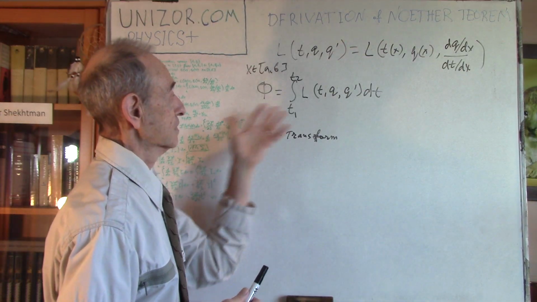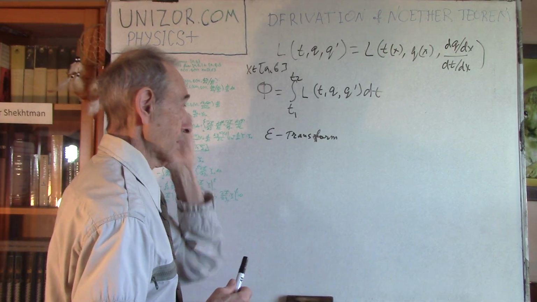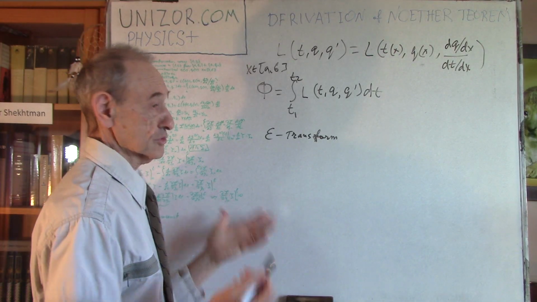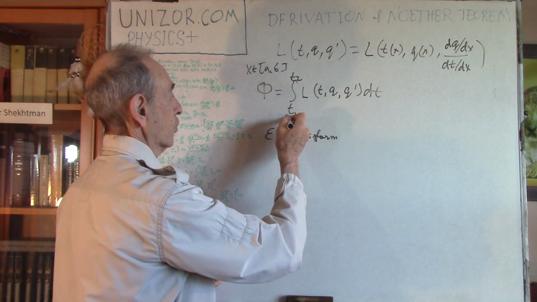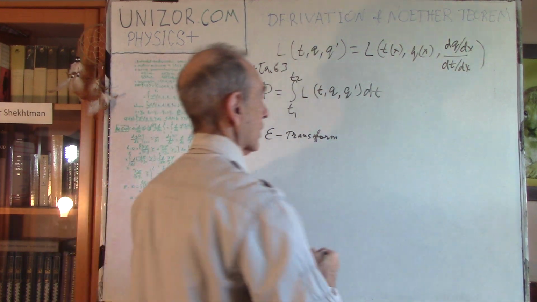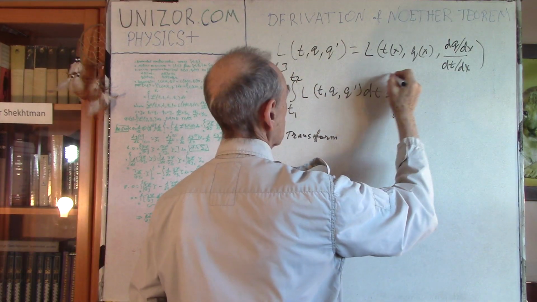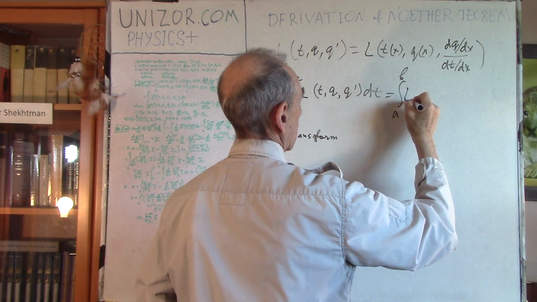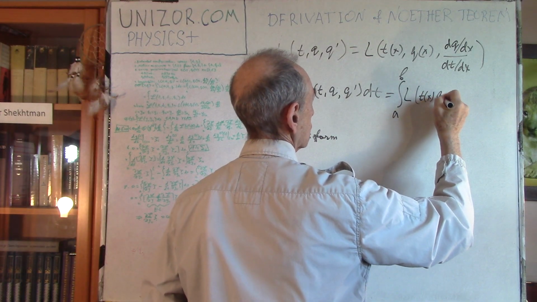And to differentiate this in any way would be actually kind of a problem. So instead of this, we will just change everything back to x. Now, what is t1? t1 is whenever our parameter x is a, t2 is b. Now L will be, okay, so it's t of x, q of x.